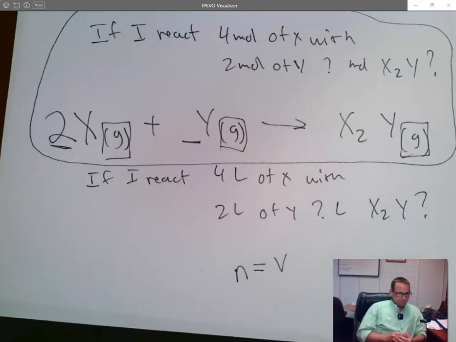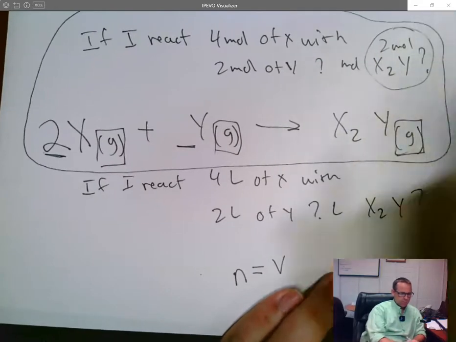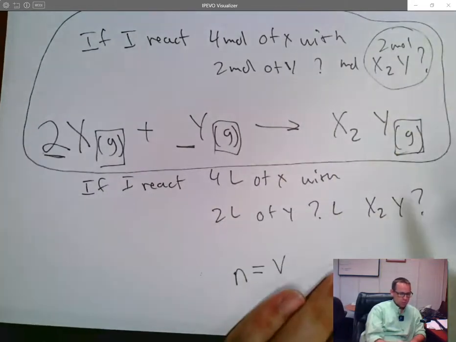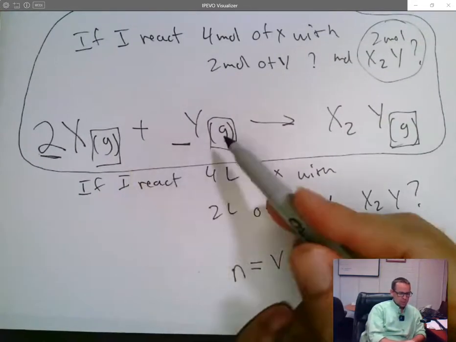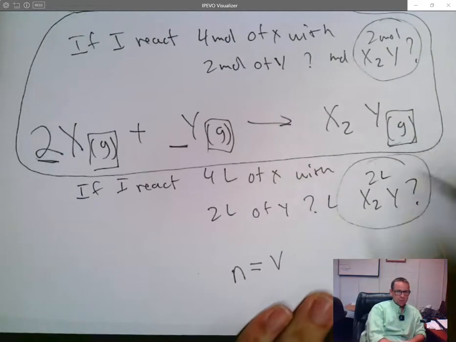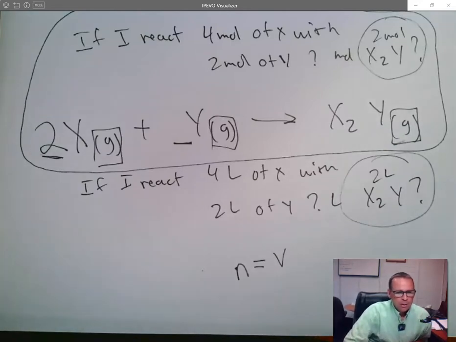Okay? Very good. So the answer is, just like this was 2 moles, if I have 4 moles of X with 2 moles of Y, I get 2 moles here. 4 liters of X and 2 liters of Y will give me 2 liters of my product. Okay, very good. All right.